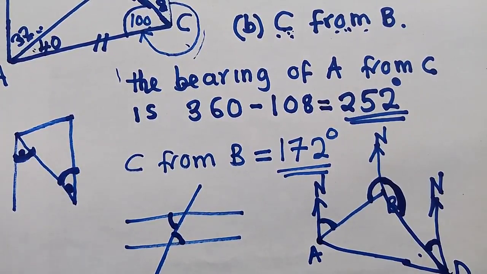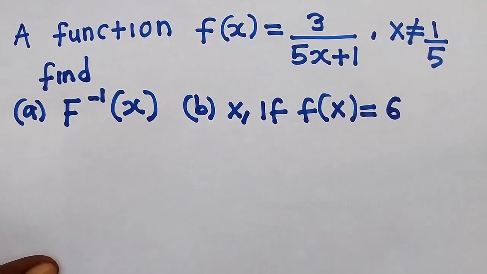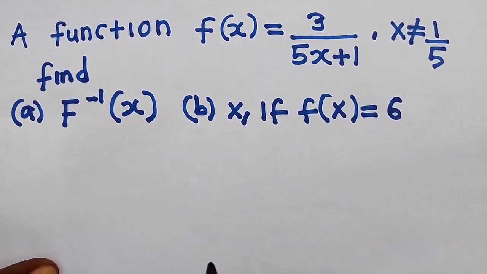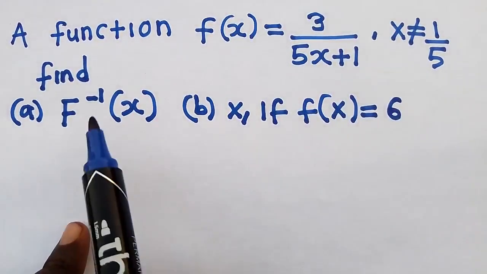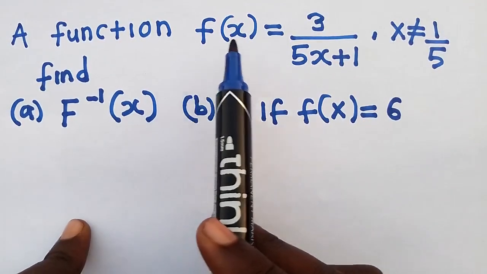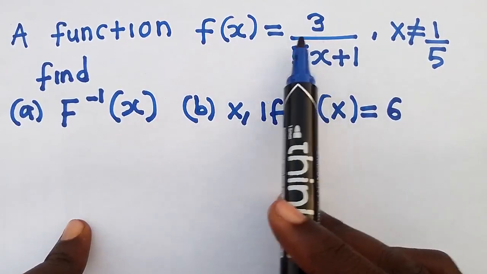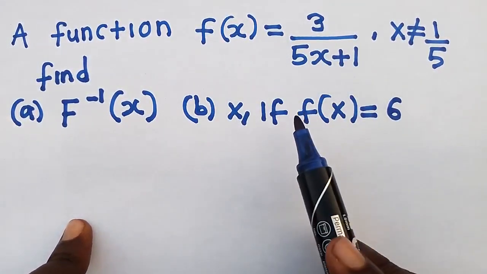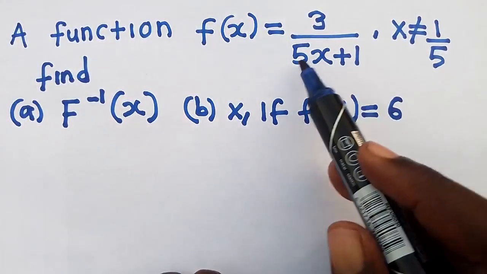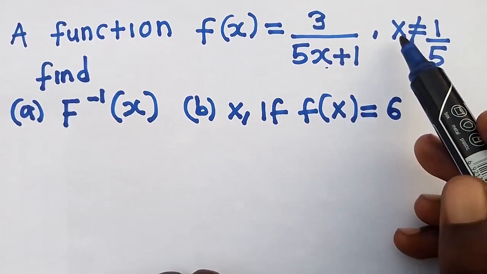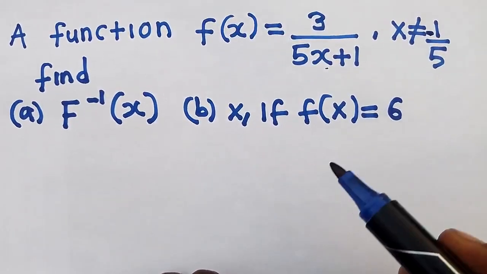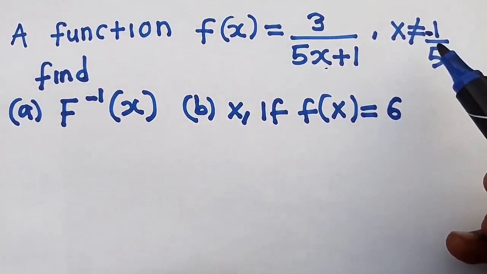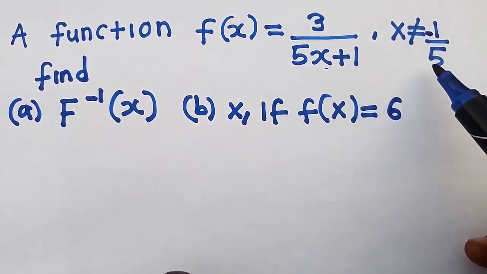So let us move to question 2. This is our next question, which is under functions. It is saying that a function f of x is equal to 3 over 5x plus 1, where x is not equal to negative 1 over 5.